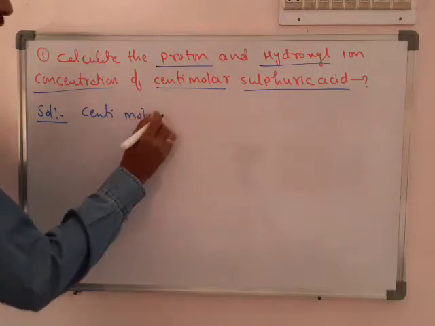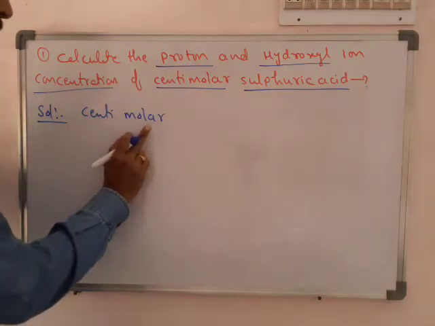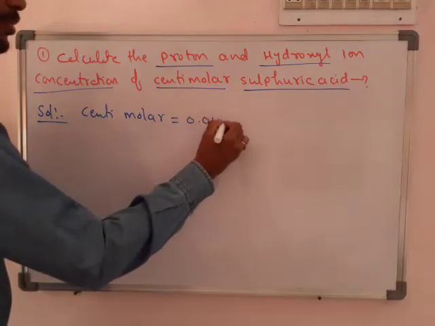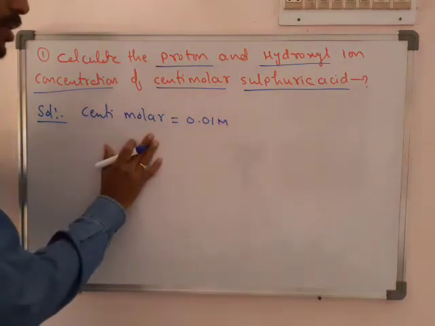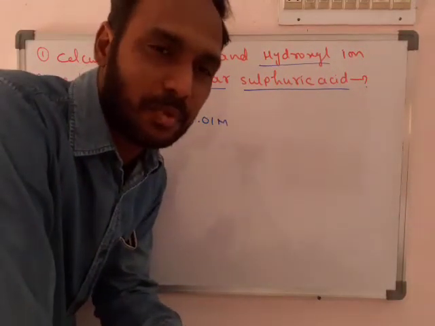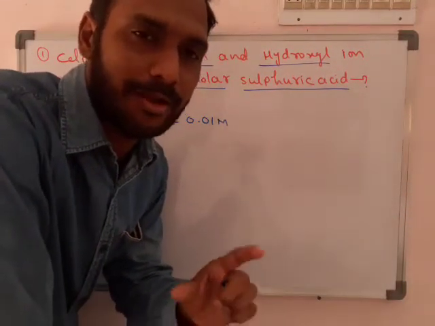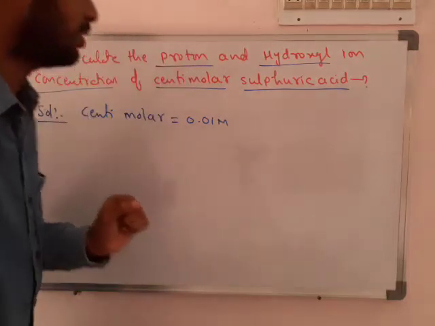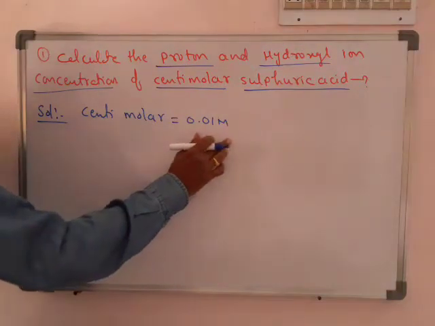Centimolar. Molar means it's given as molarity in moles per liter. Centi means 0.01 molarity. Centimolar means 0.01. Sometimes it is also given as decimolar. Decimolar means 0.1. In this problem it is given centi, that is called 0.01 moles per liter molarity.